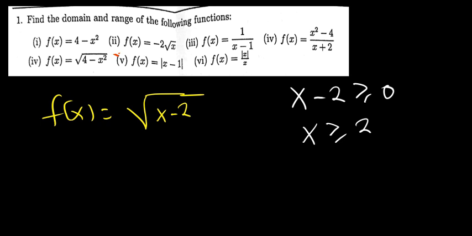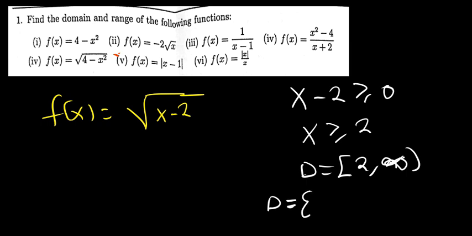What does it mean? Meaning that my domain should start from 2 all the way to... Now, this 2 is included. I have to write this: 2 all the way to positive infinity. In set builder notation, I'll say x is such that x should be greater than or equal to 2, but x has to be a member of all real numbers. As simple as that. Who is behind on how to find the domain here?